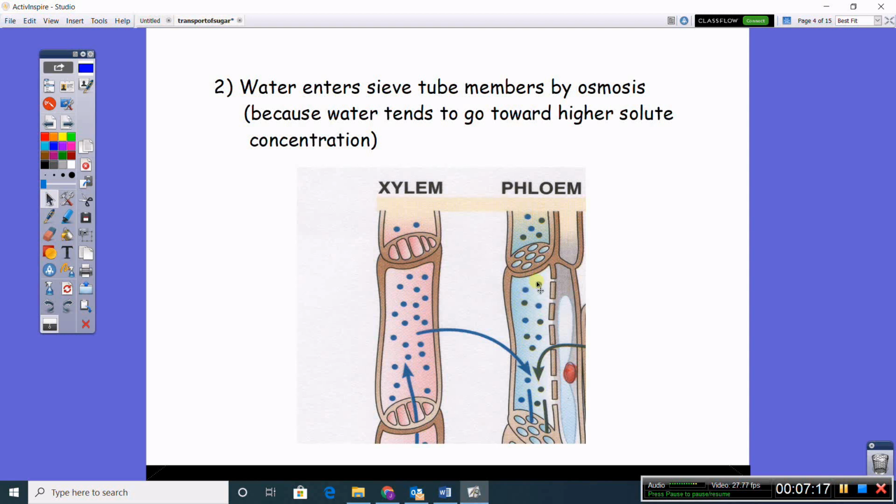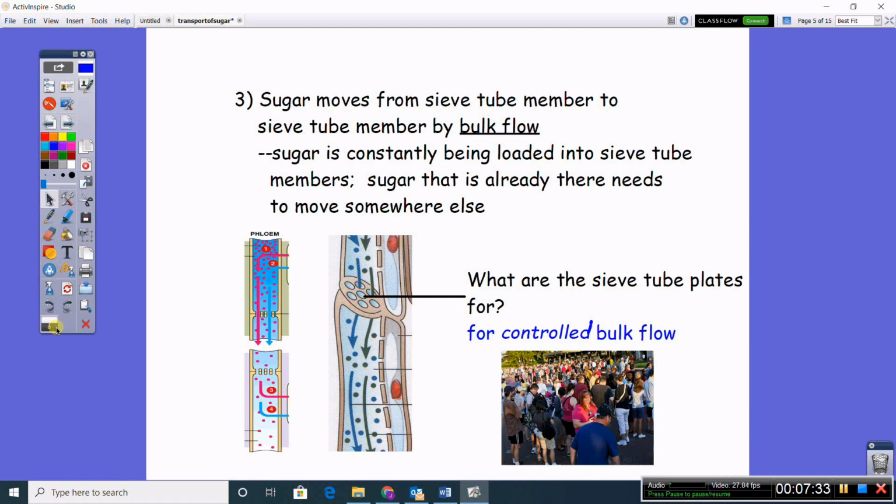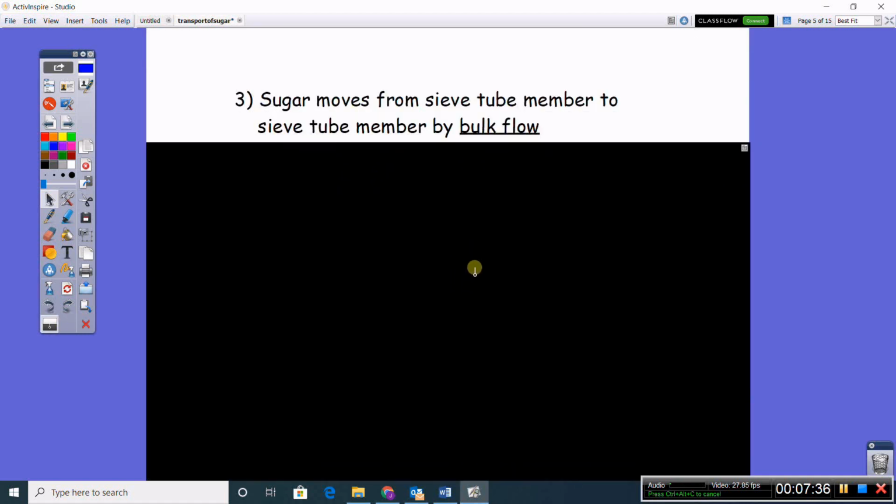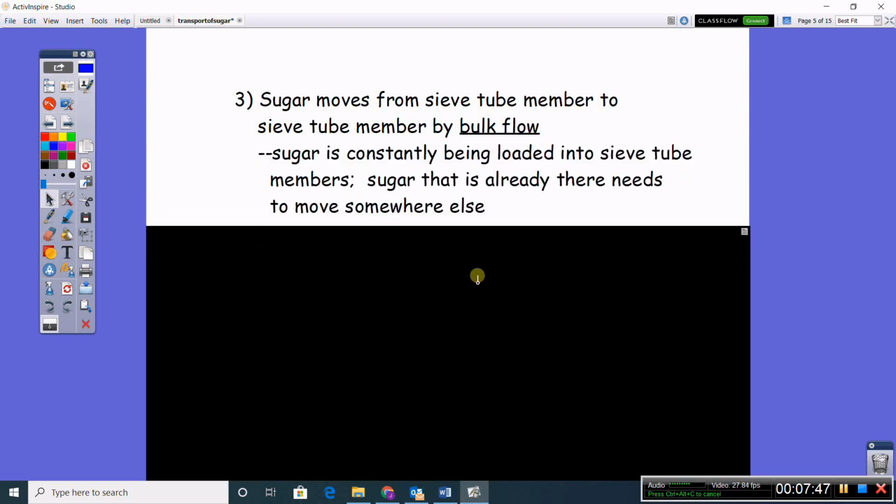Now what that's going to do is increase the water pressure inside this cell. Okay, and it's going to force some of those particles to move into the next cell through those sieve tube plates on the end. So we say that sugar moves from sieve tube member to sieve tube member by bulk flow. Sugar is constantly being loaded into the sieve tube member, so sugar that is already there needs to move somewhere else. That's what we mean by bulk flow.